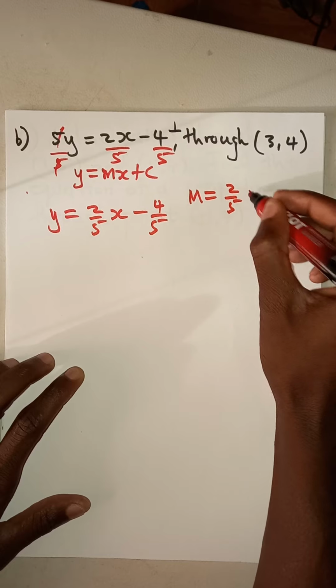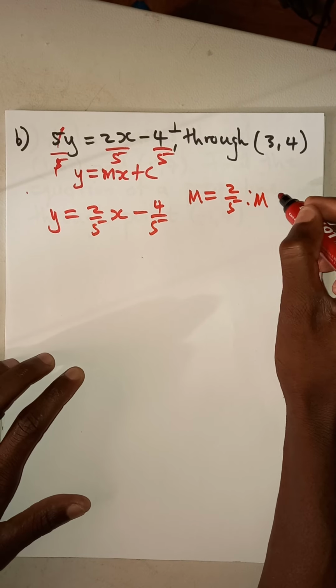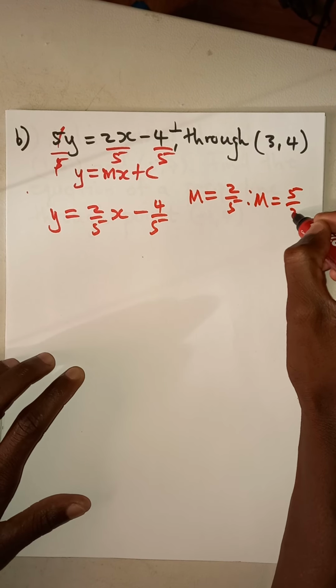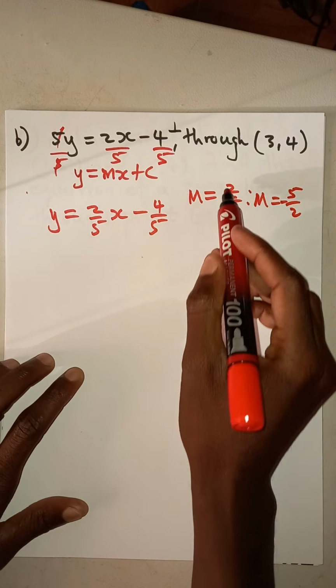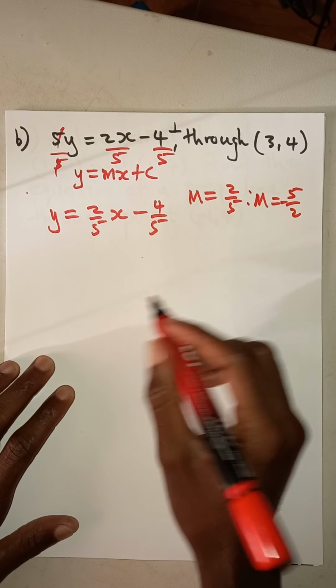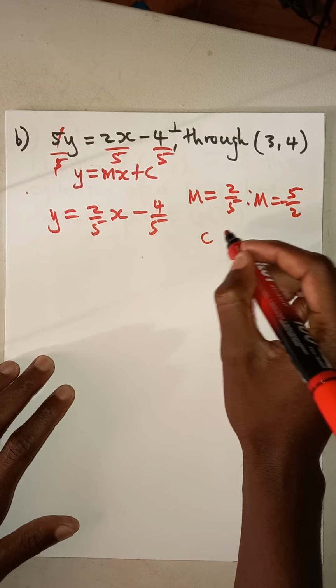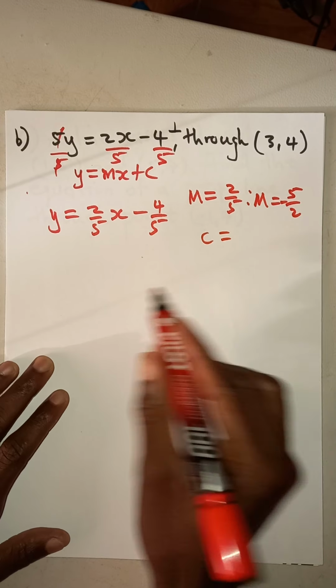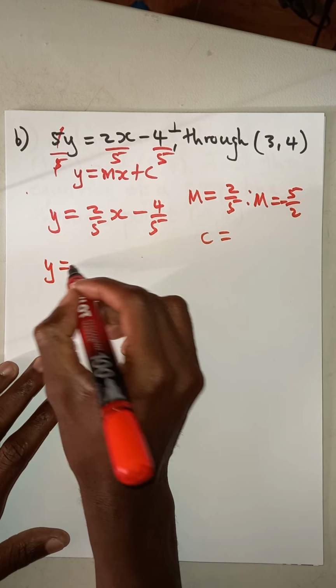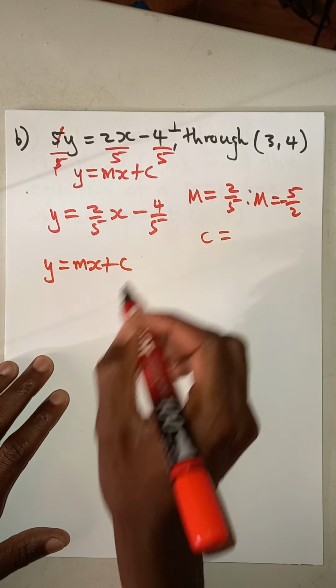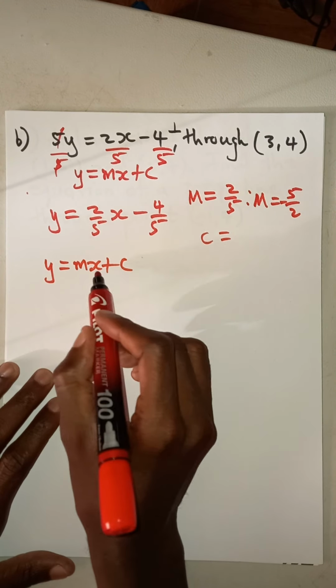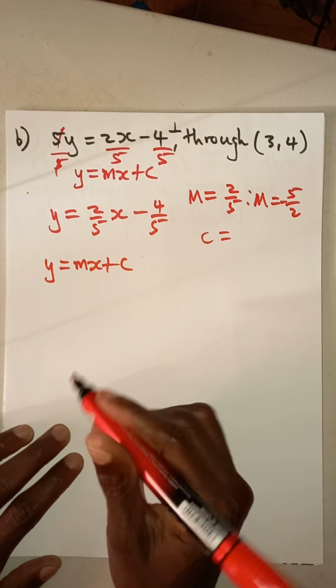So therefore, the gradient will be negative 5 over 2, because this one is positive. The next step is we need to find the y-intercept. So how do we find the y-intercept? We start with y equals mx plus c, and we replace these values so that we find the y-intercept.